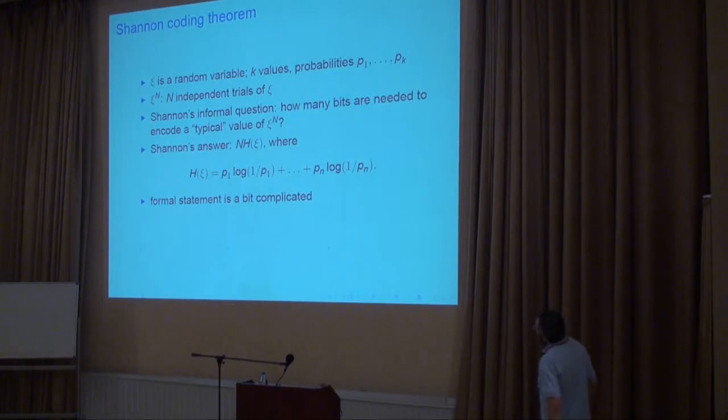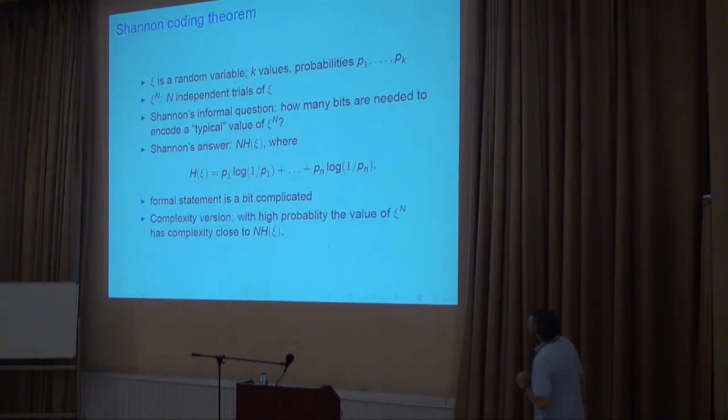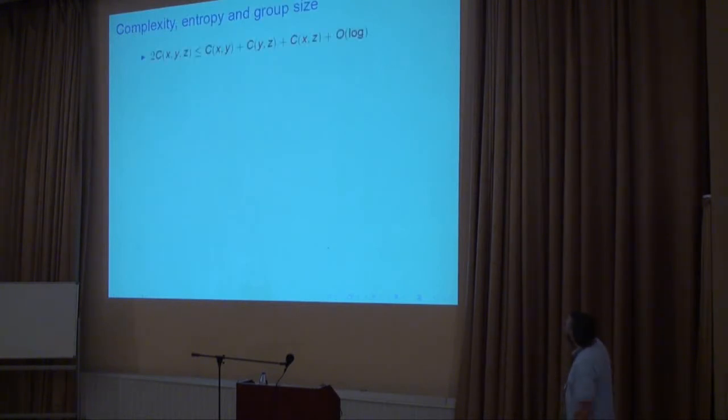And there is a formal statement of Shannon's theorem. It's well known and a bit complicated, but what I want to show here is that it's very simple to translate to the complexity version. We just say that with high probability, the string, which is the value of this random variable, has Kolmogorov complexity close to n times H of the distribution. So it seems that in this way it's much easier to formulate the Shannon coding theorem.